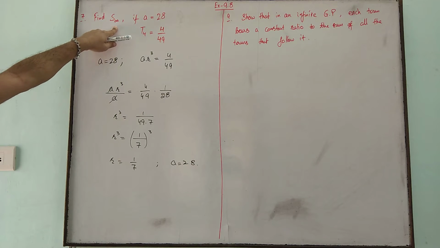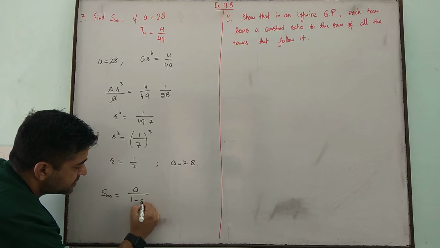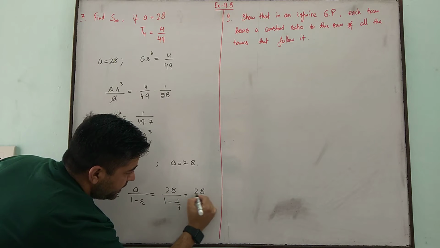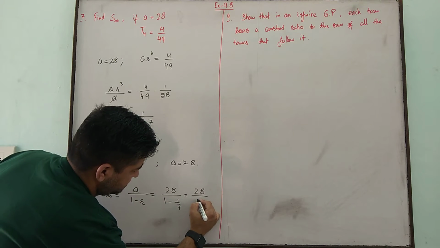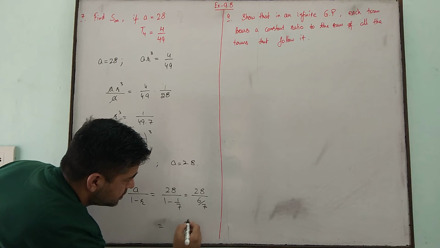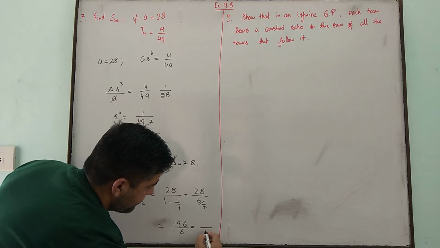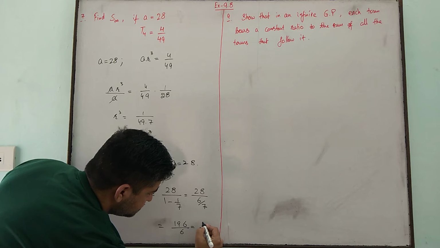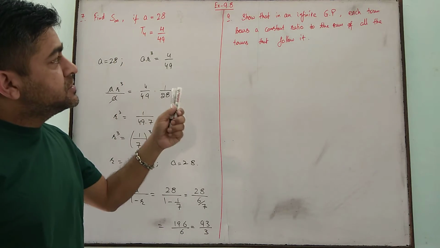So we said find S infinity, that is S infinity is A upon 1 minus R. That is 28 divided by 7 minus 1 by 6. So 28 into 7. 98 by 3 will be the sum up to infinity of this sequence.